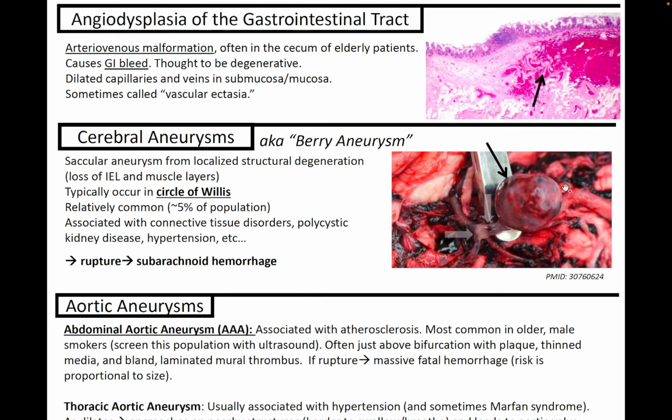Next up, we've got angiodysplasia of the gastrointestinal tract. So this is an arteriovenous malformation, often in the cecum of elderly patients, which can cause a GI bleed, and it's thought to be degenerative with dilated capillaries and veins in the submucosa and mucosa, and it's sometimes called vascular ectasia.